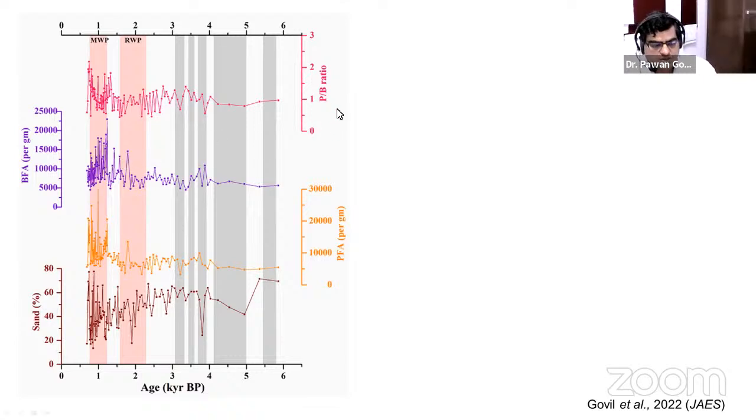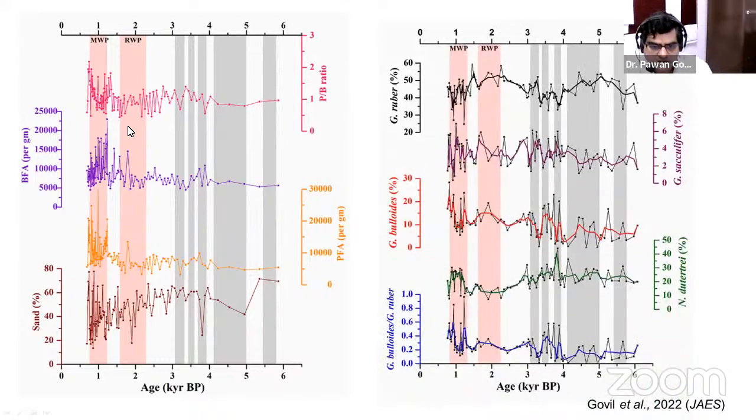The P/B ratio is also showing a few changes between the MWP and RWP, and then we have done the planktonic foraminifera assemblage. We have seen G. bulloides, G. ruber, G. sacculifer, G. bulloides, again G. ruber. They all show a pattern of change from the dry phase to the wet phase. How they change depends on the stratification and vertical mixing in the area.